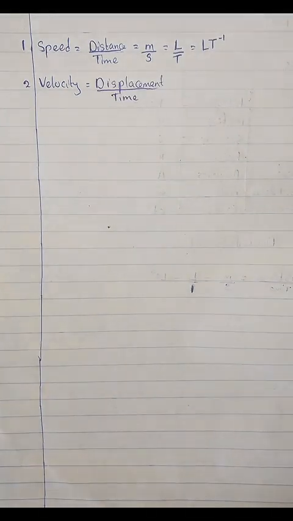Someone might ask, what's the difference between distance over time and displacement over time? Now, note this: distance is a scalar quantity, whereas displacement is a vector quantity. Why? Because displacement has direction. Displacement tells you the distance in which something moved and the direction in which that thing moved, whereas distance will only tell you how far the thing moved. So displacement will tell you how far and in which direction it moved. So that is the difference between distance and displacement.